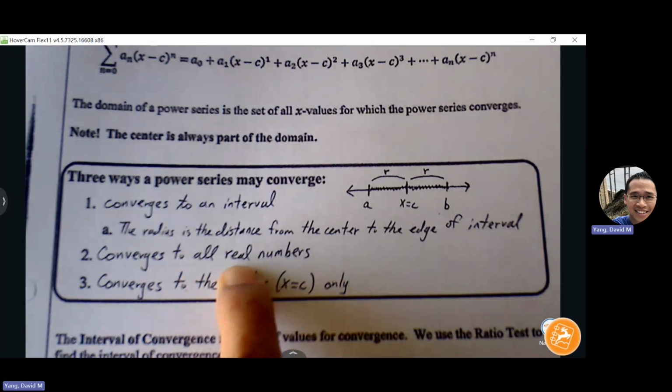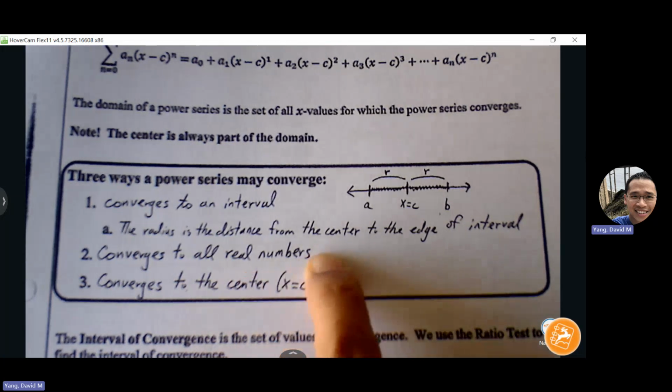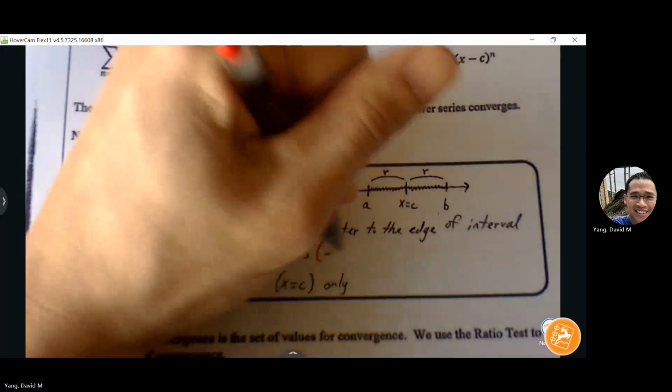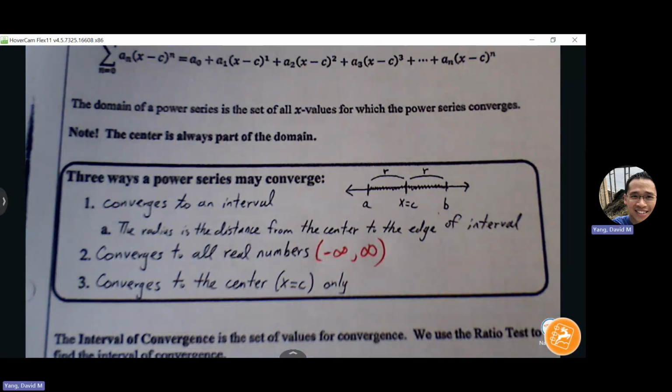It can converge for all real numbers. That's possible where it doesn't matter what the x value is, it's always going to converge. If that's the case, then our interval will be negative infinity to positive infinity. And it's possible that our series may only converge at the center because it diverges everywhere else.